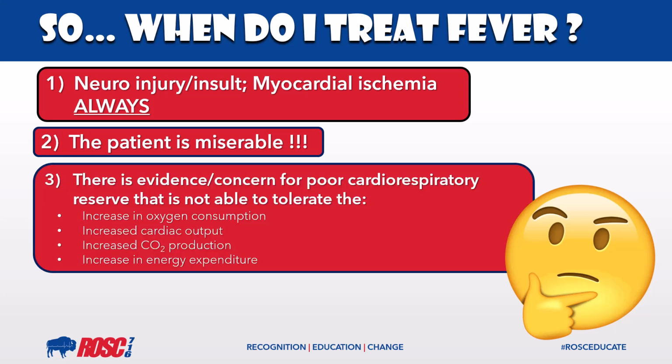3. The most important: I treat fever if there's evidence or concern for poor cardiorespiratory reserve that is not able to tolerate the increase in oxygen consumption, the increase in cardiac output, the increased CO2 production, and/or the increase in energy expenditure. An example of this would be a comparison between a patient demonstrating a 102 temperature that essentially offers no complaint versus a patient that has a 102 temperature that's in atrial fibrillation with RVR, that I'm battling a heart rate of 160, 170. I would obviously treat the fever in the latter patient.